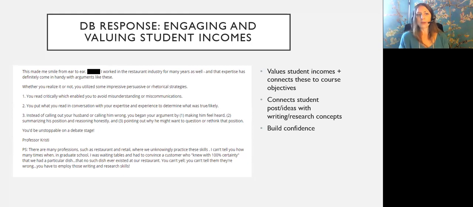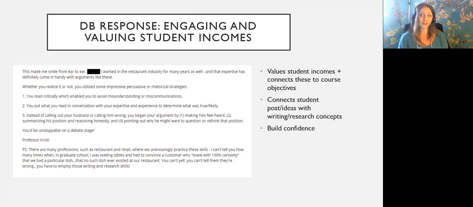And in this example here, we have a student who the discussion board was about arguments, and this student had a fantastic example of an argument she had with, I think it was, a coworker in the restaurant industry. And instead of redirecting her back towards a rather boring textbook discussion of rhetoric and argumentative writing, let's go with it. Let's talk about her expertise. Let's break down the rhetorical strategies she used in this particular instance and why they're so amazing. And let's really encourage and support the student in the process.